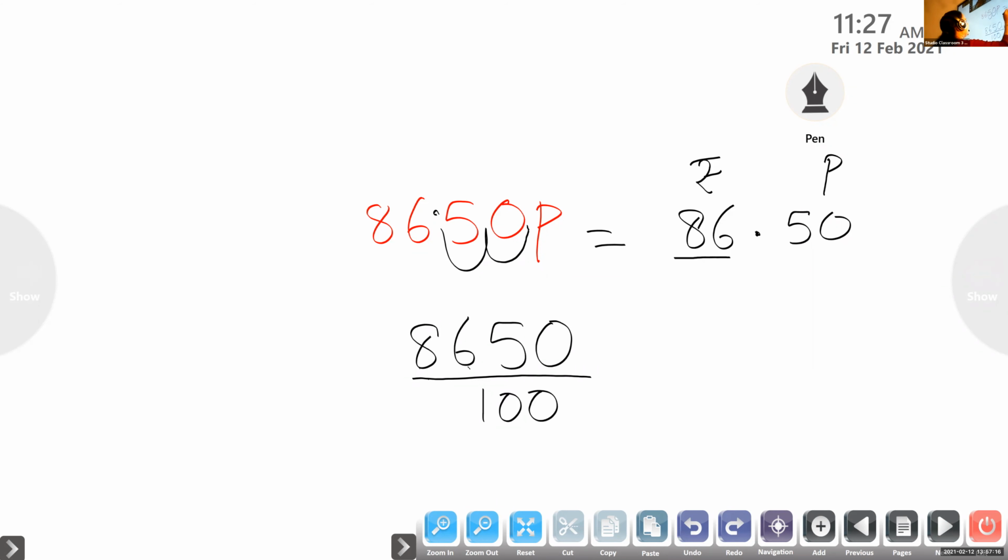So 86 rupees and how much paise? 50 paise. Okay, 86 rupees 50 paise. So this 86 is the quotient when we divide, that is the answer. And how much is remaining? That is the remainder, that is the paise. Okay children, I will do one more example, then you will do.